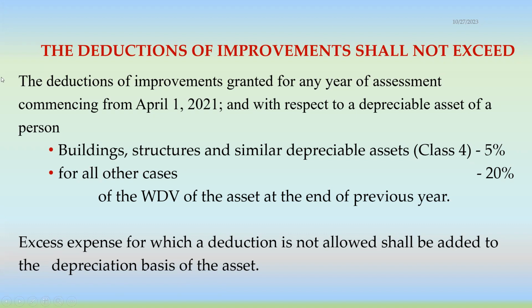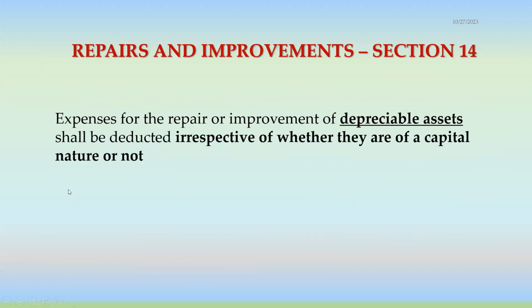That provision was amended in the 2021 Amendment Act. Therefore, the year of assessment that you have for your examination is 23. So, for that year of assessment, you have to restrict only the improvement expenses, not the repair expenses.